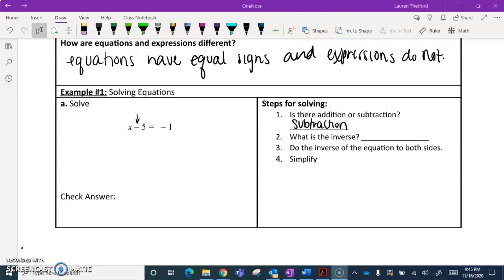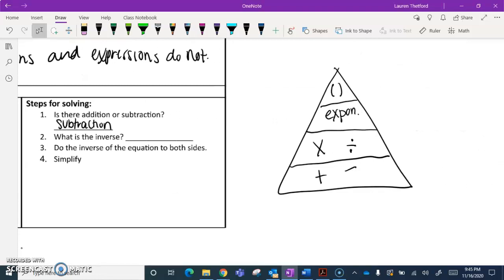So it undoes subtraction. Whenever we have PEMDAS, we have our P, which is our parentheses, our exponents, multiplication and division, and then we have addition and subtraction. Typically, we start at the top. I just erased the line. We start at the top and we work our way down. When solving equations, we actually work from the bottom and go to the top. So right now we are at addition and subtraction.